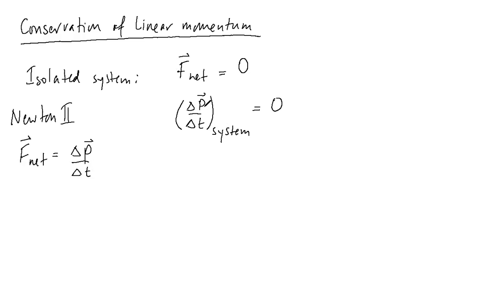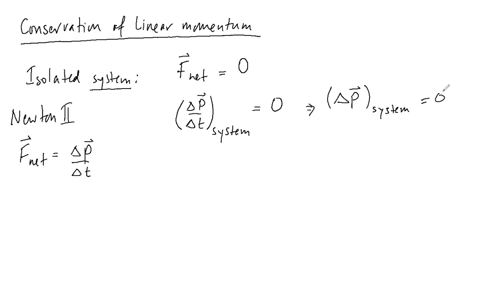And so if you take the total change in momentum for the system that you're looking at, if there's no net external force acting on it, why then this change in the system momentum per unit time is going to be 0. And so this automatically implies, if we multiply both sides by delta T, delta P, again, for a wonderfully isolated system, is going to be 0.